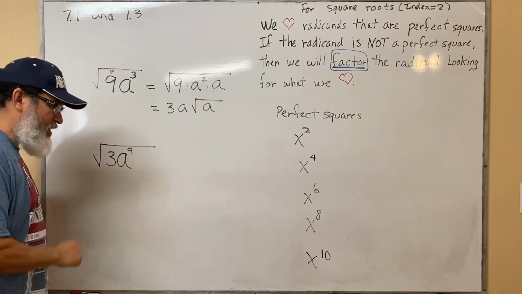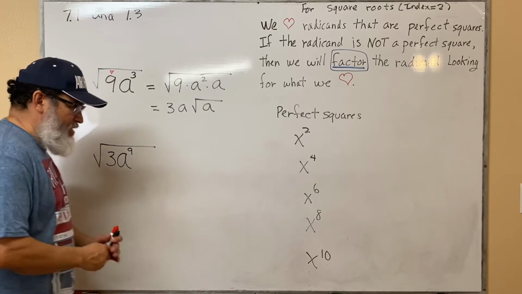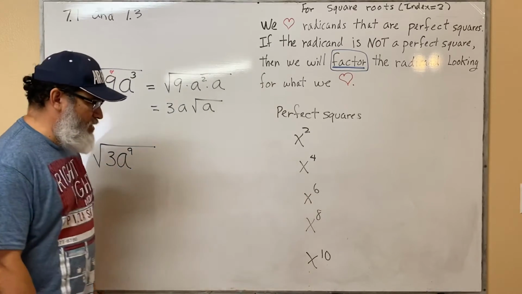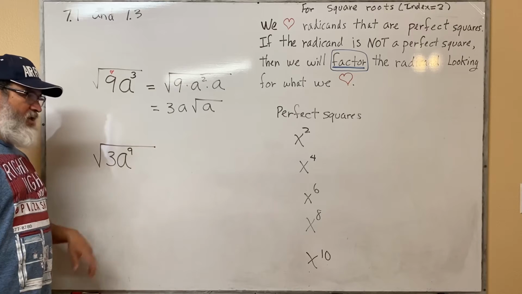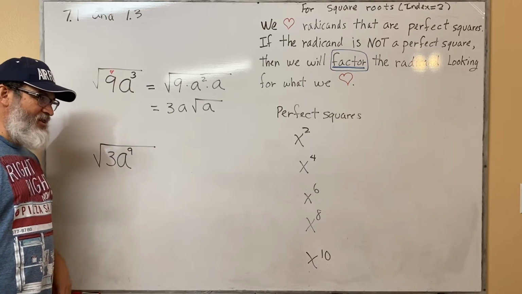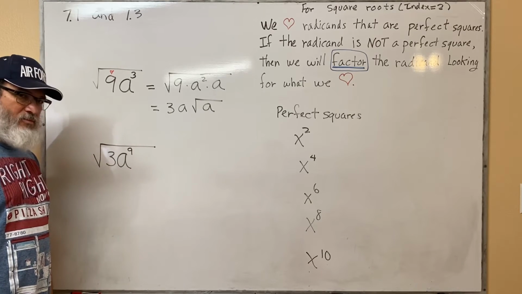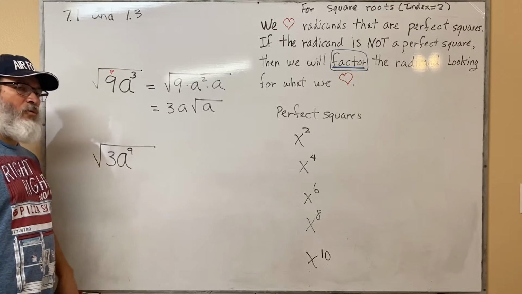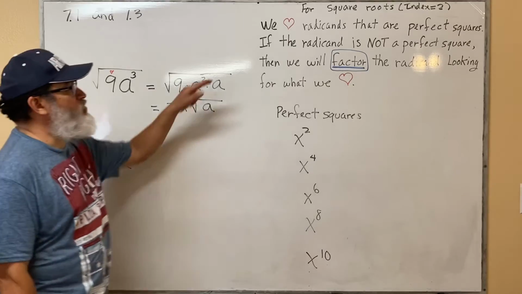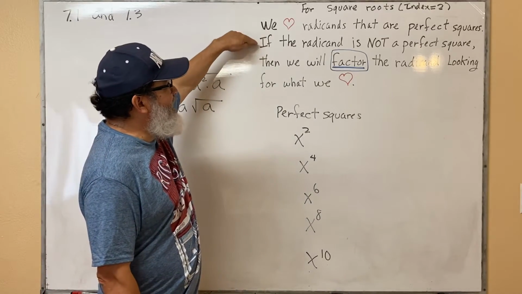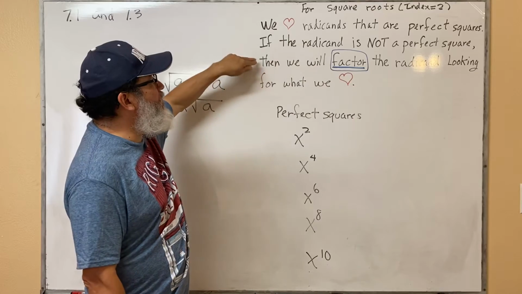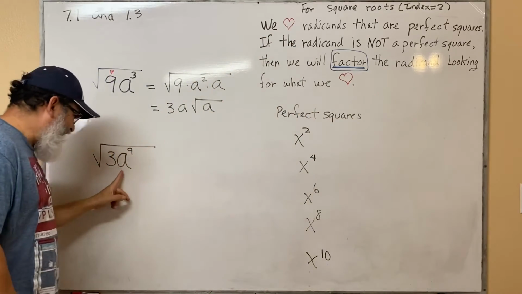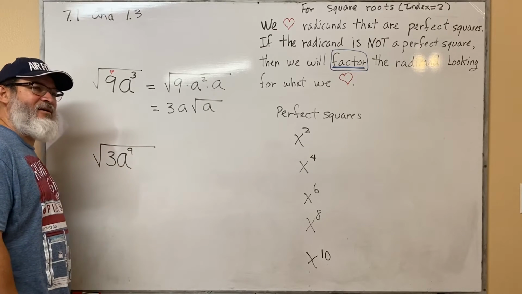Okay. Wait a minute. X to the 8th is a perfect square. X to the 10th is a perfect square. But I have a to the 9th. Is a to the 9th a perfect square? No, it isn't. So what are we gonna do? Guess what? If the radicand is not a perfect square, we will factor. Let's factor this a to the 9th.